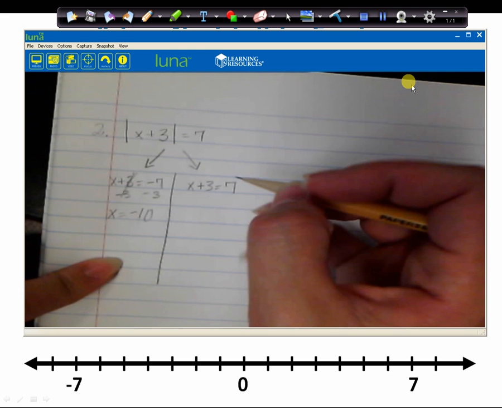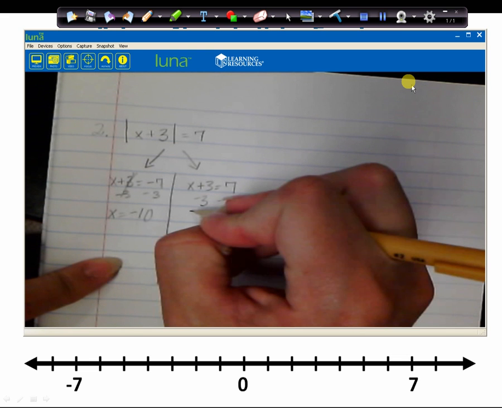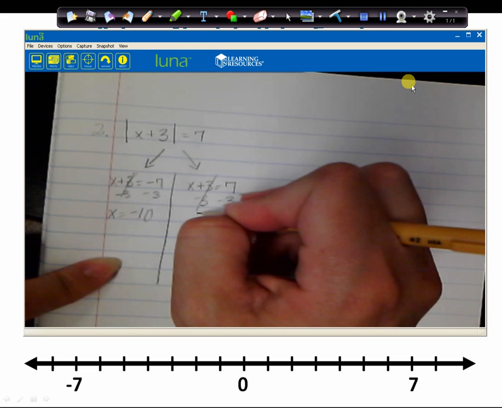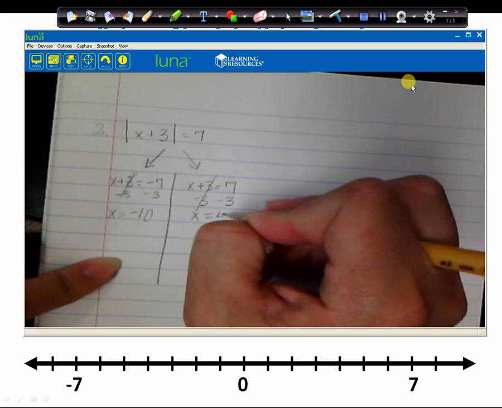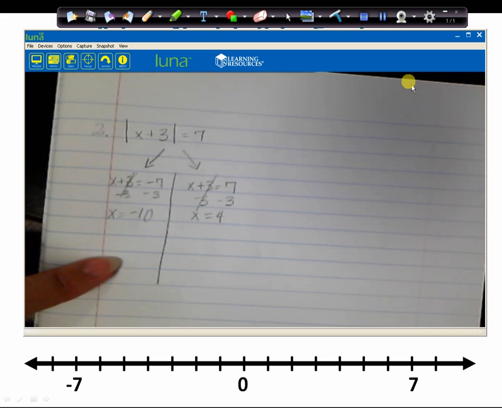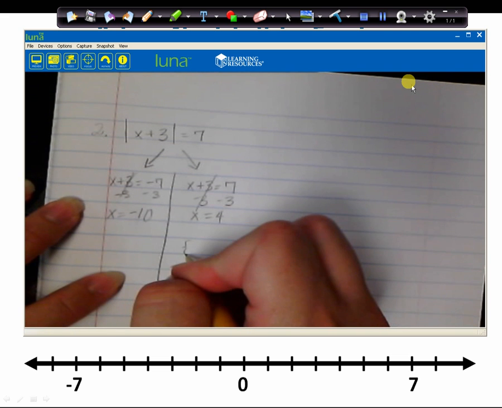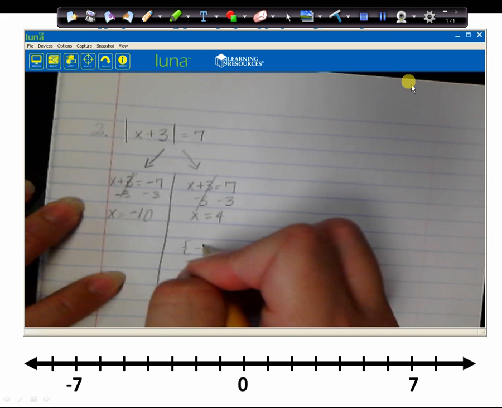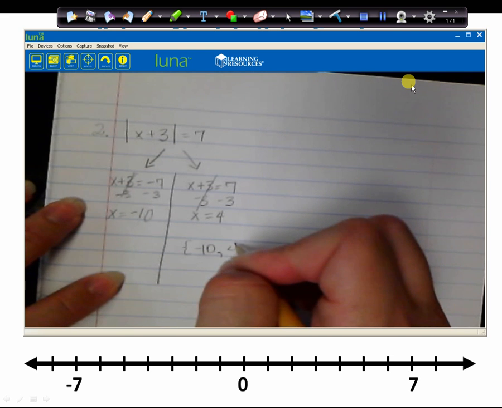And then on this side of the problem, I'm going to subtract 3 on both sides. This is going to cancel, and I'm going to be left with x equals 4. So that's the math. Now again, I have to write my solutions in these braces or squigglies. So I have negative 10, comma, 4.